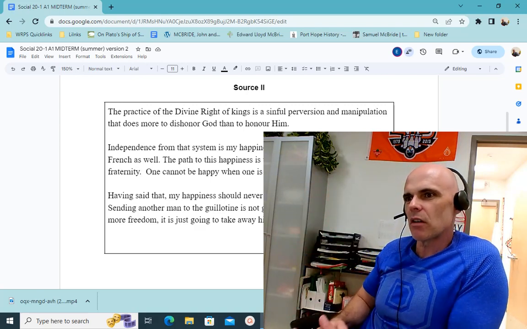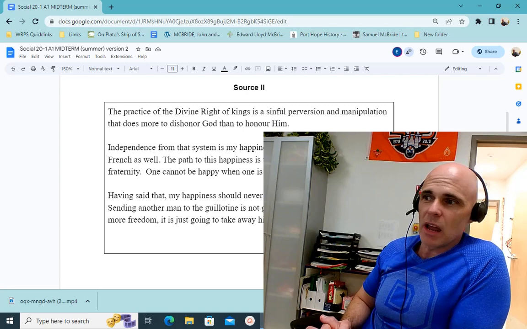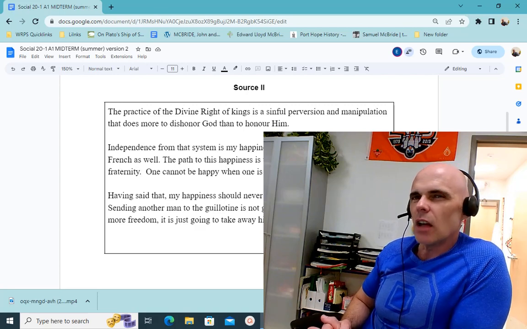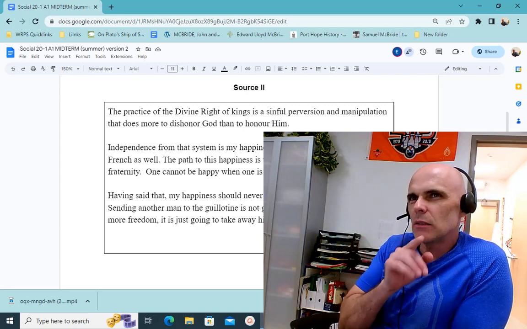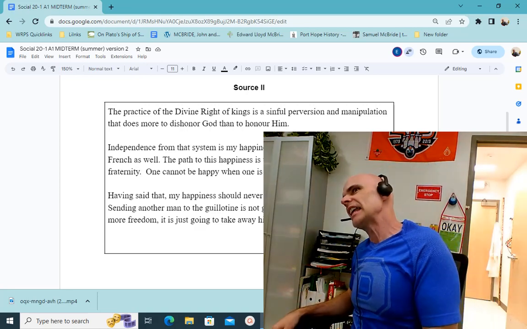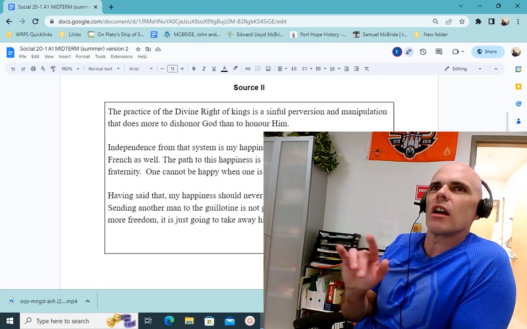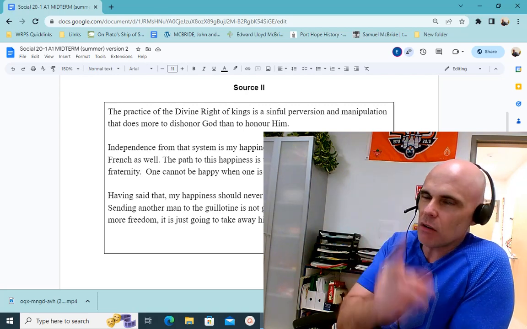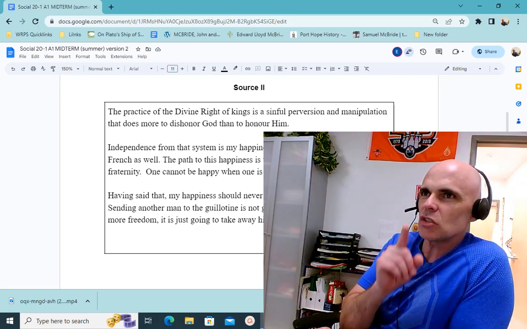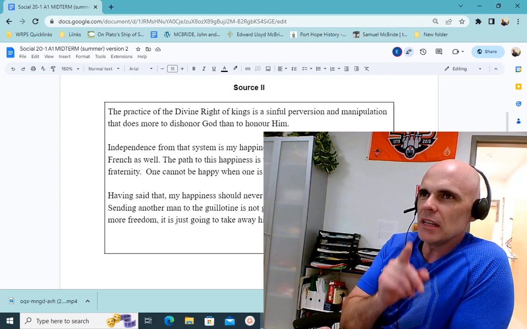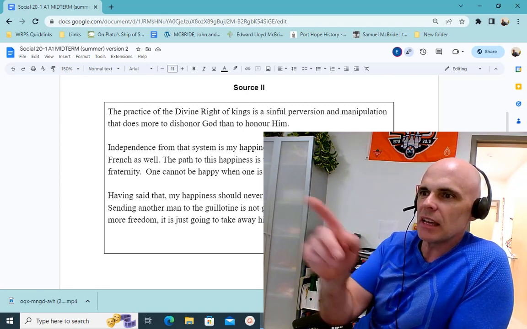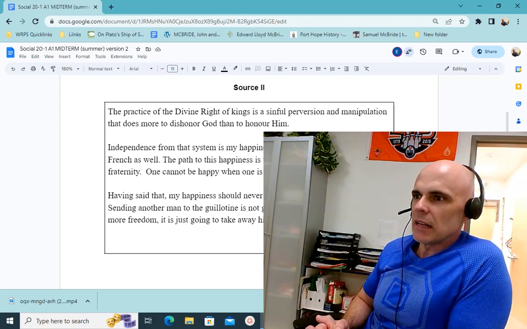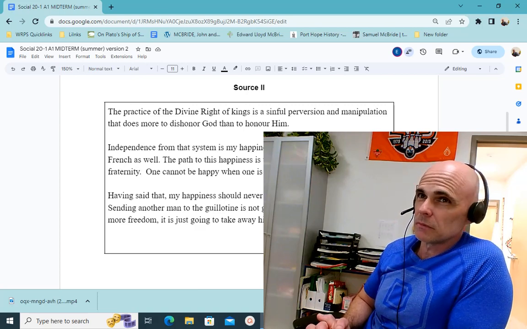Looking at that last paragraph: having said that, my happiness should never justify the necessity to kill others. So that's like, you know what you guys are doing with the guillotine? Yeah, don't do that. That's wrong. Radicalism's wrong. So he is a progressive, he's a liberal, but he's not a radical. He's not saying let's blow up the system through any means necessary. He's speaking against violence. Sending another man to the guillotine is not going to provide me more happiness, more freedom.